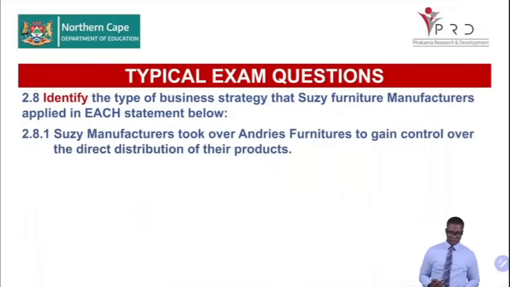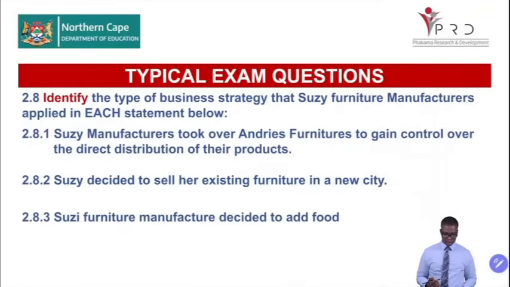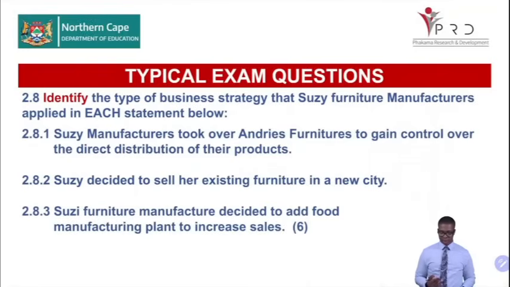You have the following, for 6 marks. Now let's go about answering these questions. 2.8, identify the type of business strategy that Suzy Furniture Manufacturer applied in each statement below. Suzy Manufacturer took over Andries Furniture to gain control over the direct distribution of their products.